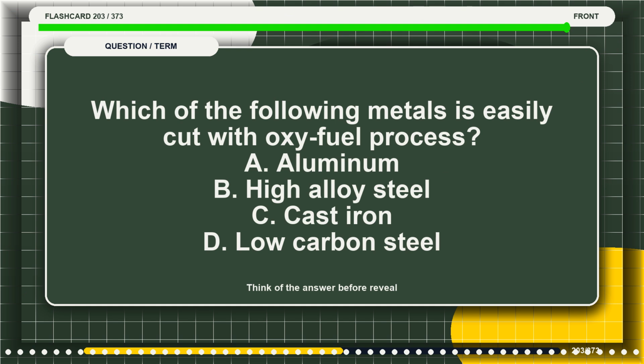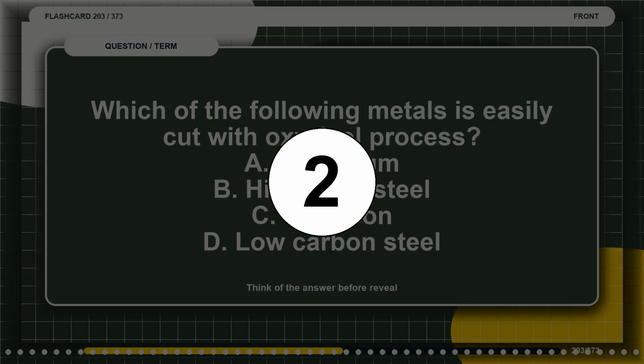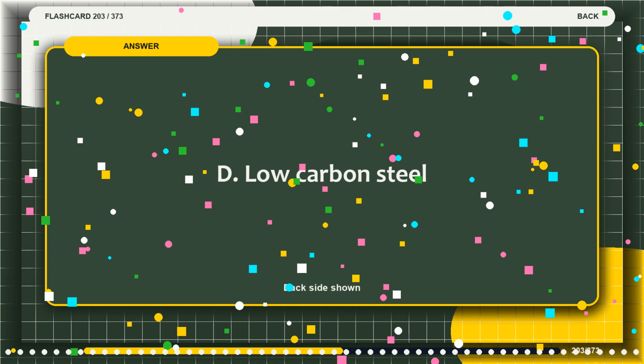Flashcard 203. Which of the following metals is easily cut with oxy-fuel process? A. Aluminum. B. High alloy steel. C. Cast iron. D. Low carbon steel. Think of the answer before the reveal. The answer is D. Low carbon steel.